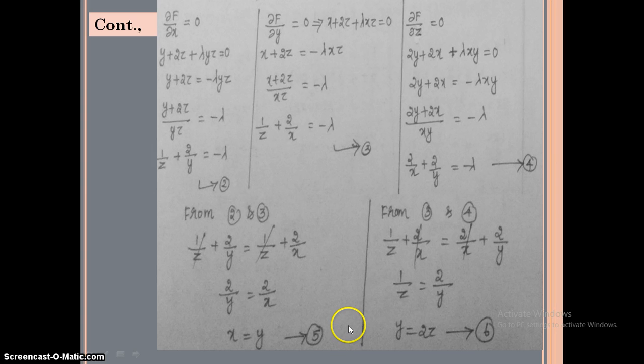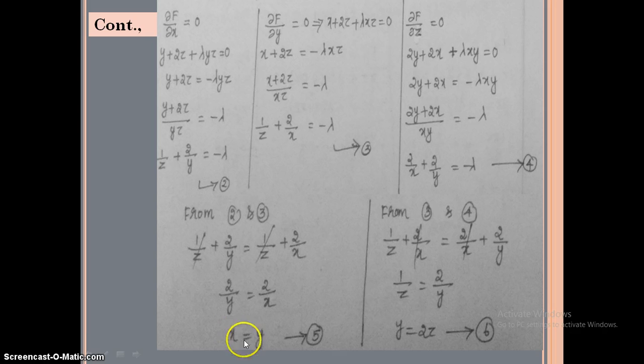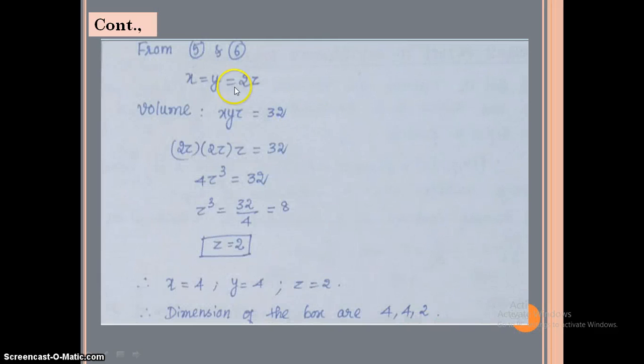Then using 5 and 6, we get x equal to y equal to 2z. That means x equal to y, y equal to 2z. So you can replace x with y, and what is y here? That is 2z. Therefore x equal to y equal to 2z. So we know these are the final equations.